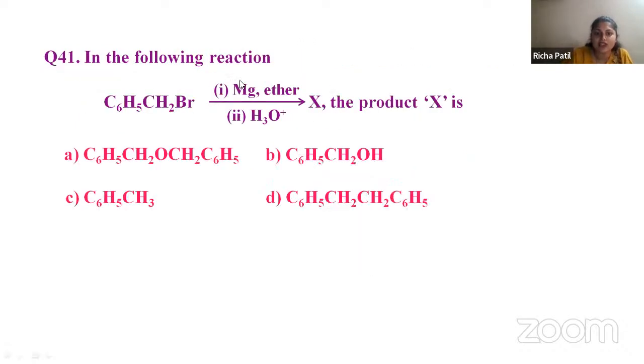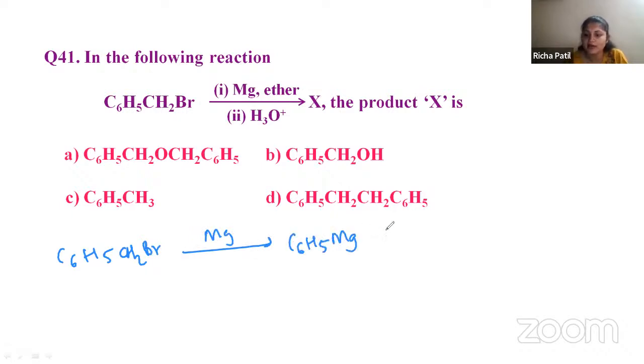In the following reaction, this is the reactant. The condition is Mg in the presence of ether, and it undergoes hydrolysis. X is the product. So what is the product X? C6H5CH2Br in the presence of Mg gives C6H5CH2MgBr. This on further hydrolysis.